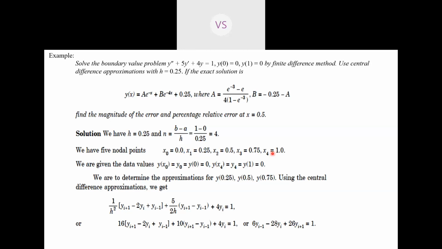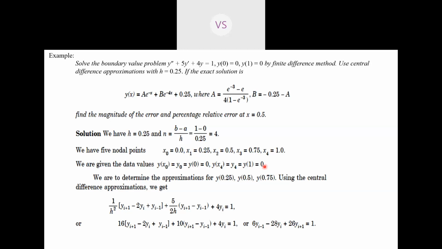Similarly, you have to obtain values of y. Two values of y we are knowing: the value of y at the start, that is x0, and the value of y at the end, where x is equal to 1. So what is y0? y0 is given as 0. What is the value of y4? y4 is given as 0. So these two values of y we are knowing. We have to find the intermediate values for y.